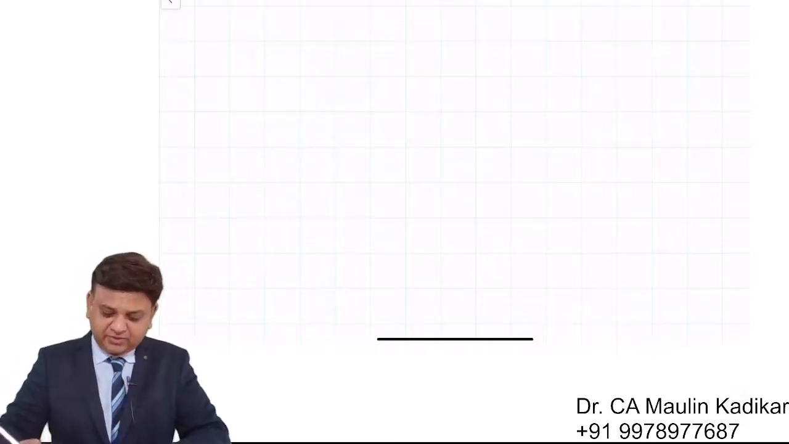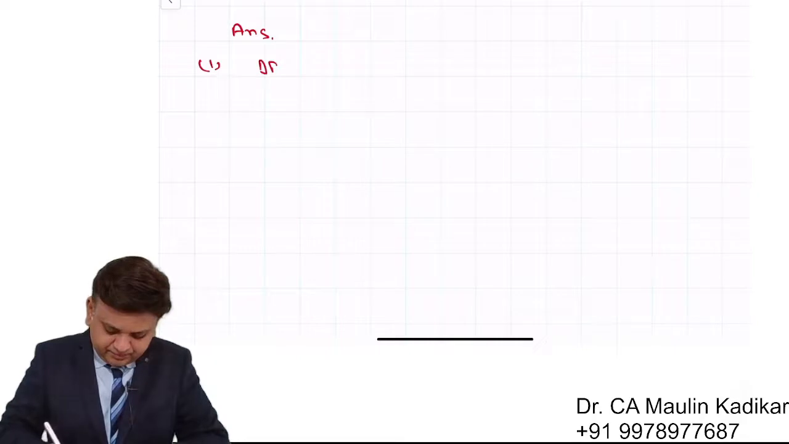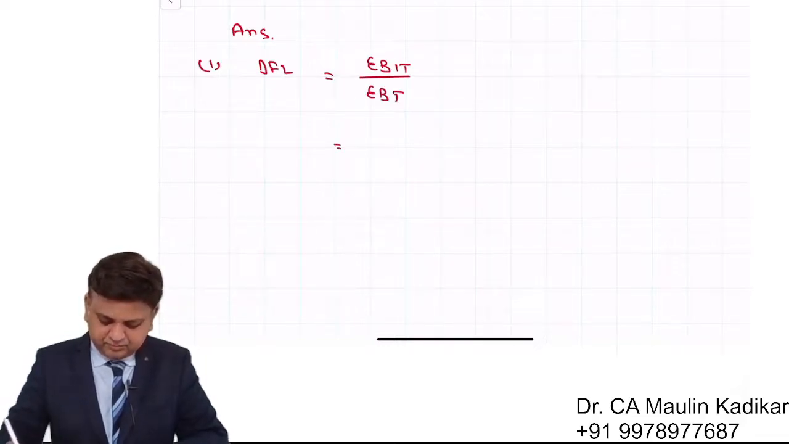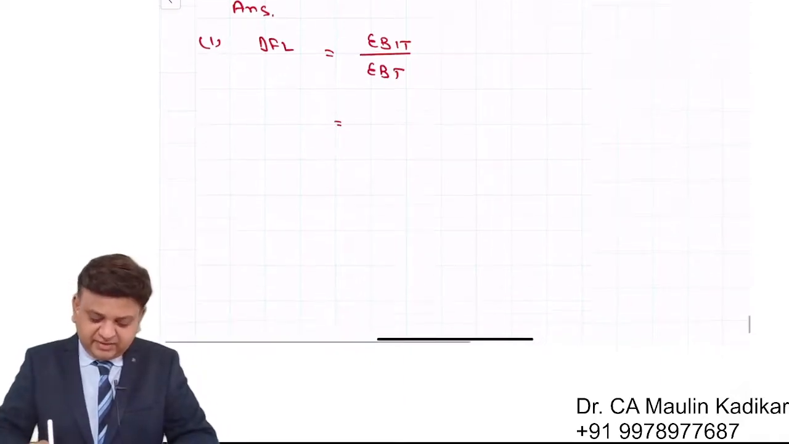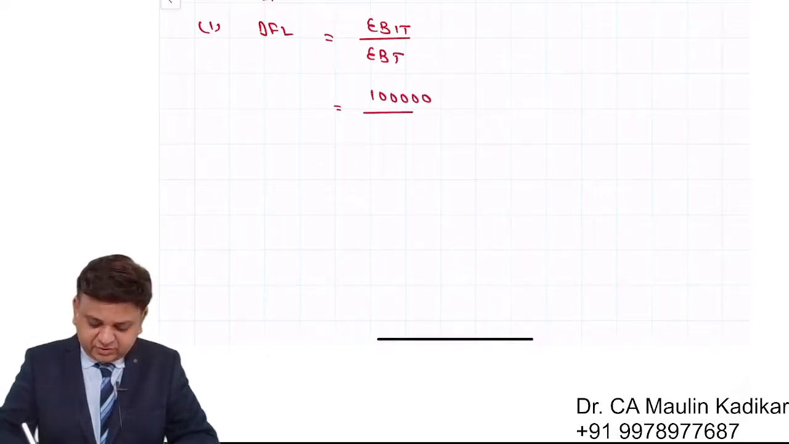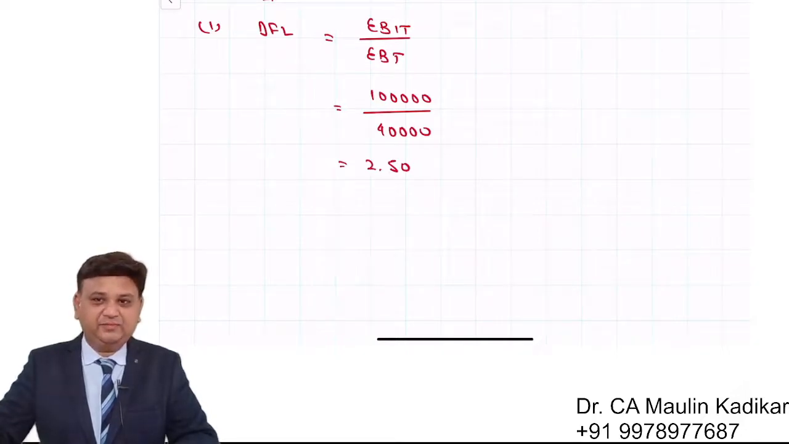Now let us write down the answer for the question. Answer of question number 1. DFL is equal to EBIT upon EBT. EBIT value is 1 lakh, divided by EBT value of 40,000. So answer is 2.5.